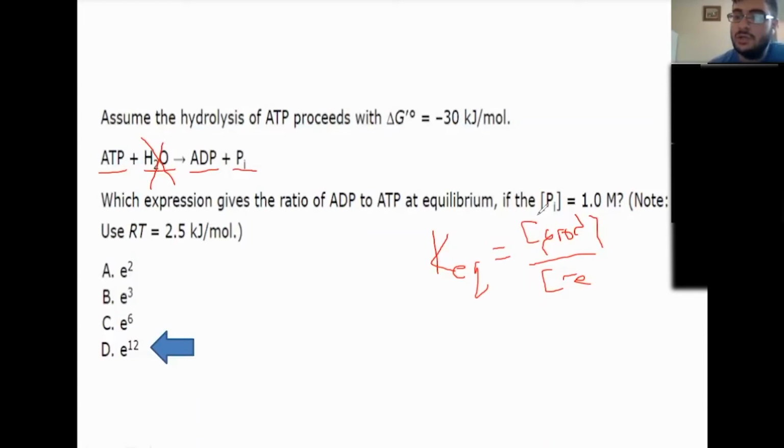They told you the concentration of Pi was 1. So you would put it here as Pi, right? But it's 1, so essentially it cancels out as well. All you're left with is the concentration of ADP over ATP, and that's what K is. And that's exactly what's asked: which expression gives the ratio of ADP to ATP?